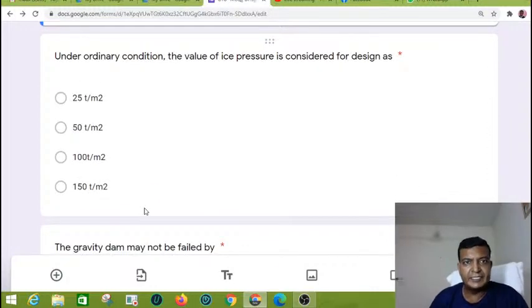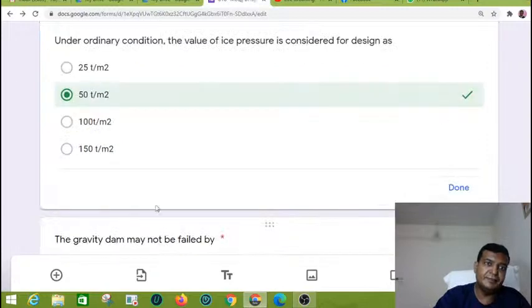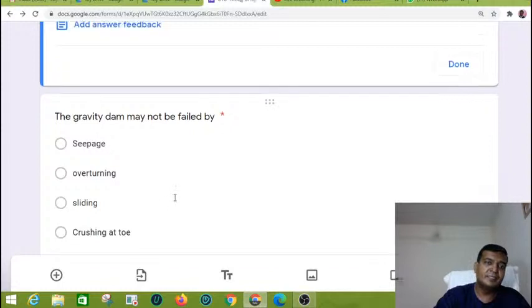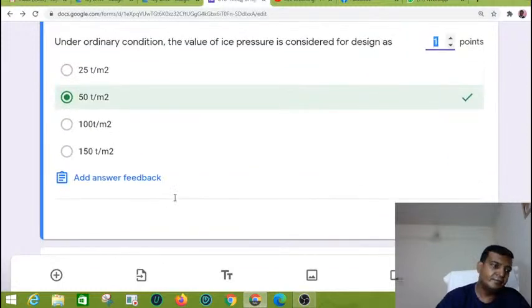under ordinary condition the value of ice pressure is considered for design as 15 ton per meter square, 25 ton per meter square, 100 ton per meter square and 150 ton per meter square. The answer is 50 ton per meter square. So let me check it. It is 50 ton per meter square.